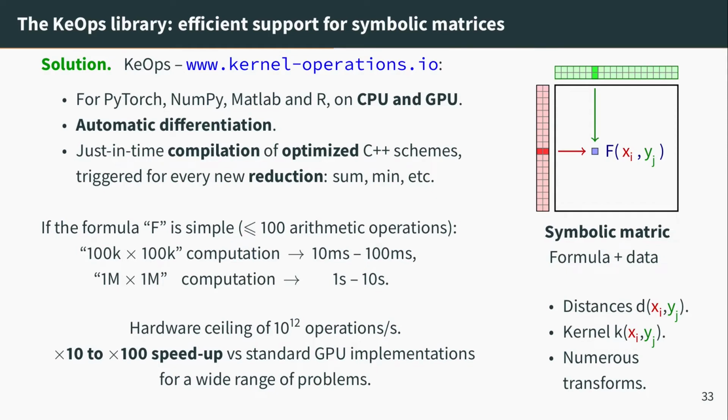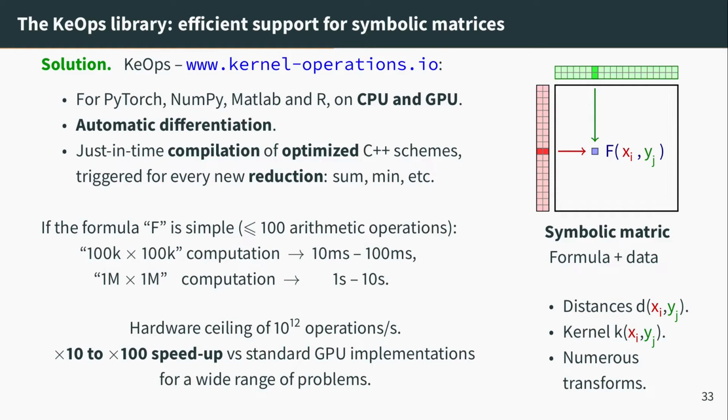And under the hood, basically every time you call a reduction, like a sum or an argmin on a symbolic matrix, you trigger the just-in-time compilation of an optimized C++ scheme. Okay, and so basically PyTorch generates an optimized C++ code, and then we rely on LLVM and the CUDA compiler to turn it into a binary. So it's like a two-step compilation.